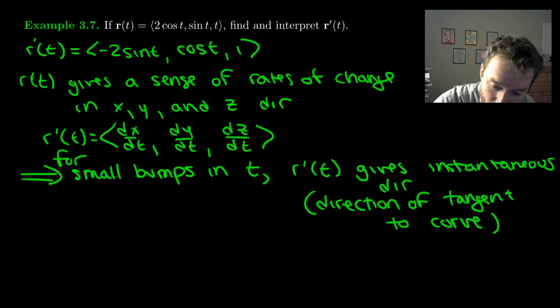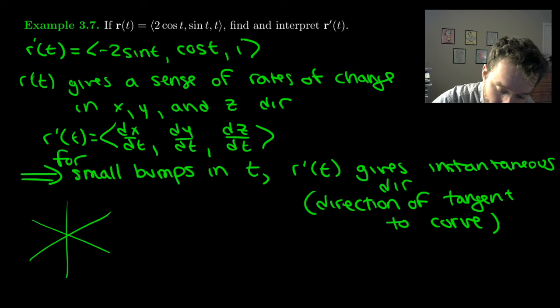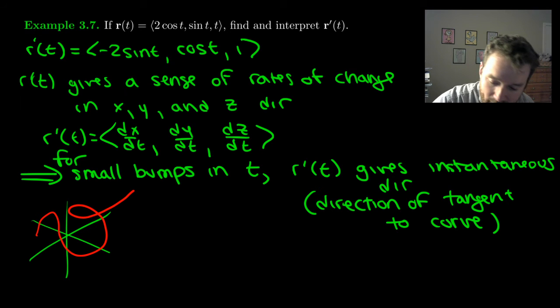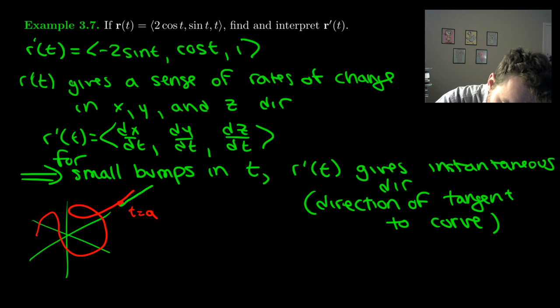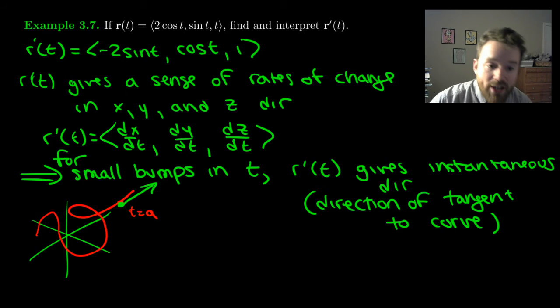If I had some particle that was moving through space, and I asked you at t equals, say, t equals a, what's going on, then the derivative would be the direction that this particle is going. It's the instantaneous rate of change of each of those components. It gives the direction that the particle is going in tangentially.